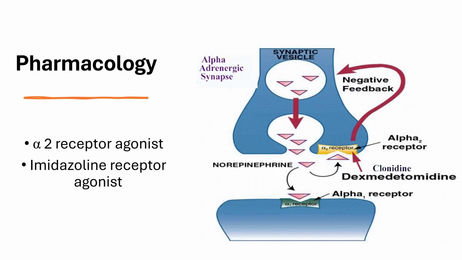Let's continue talking about the pharmacology of clonidine and dexmedetomidine. Most of these medications act on alpha-2 receptors and imidazoline receptors. On this picture, you see a synaptic vesicle containing norepinephrine. Clonidine and dexmedetomidine activate presynaptic alpha-2 receptors, which via negative feedback leads to reduction of norepinephrine release from the synaptic vesicle.